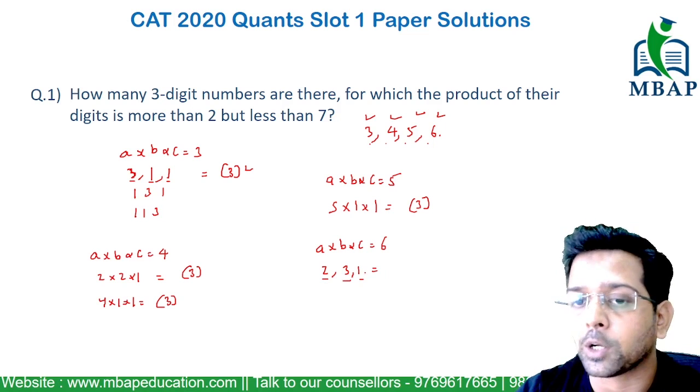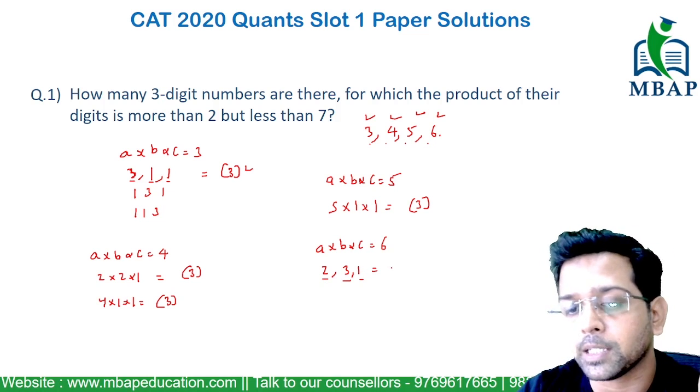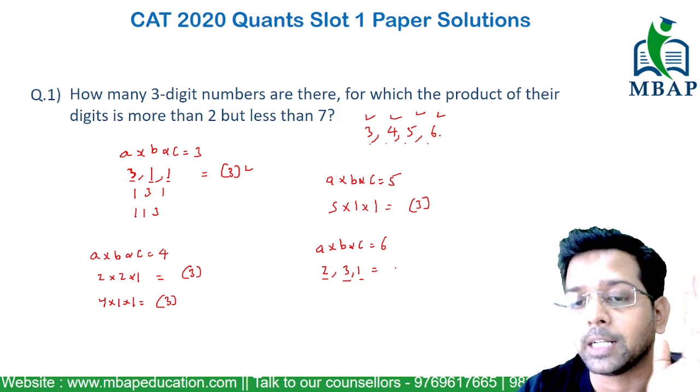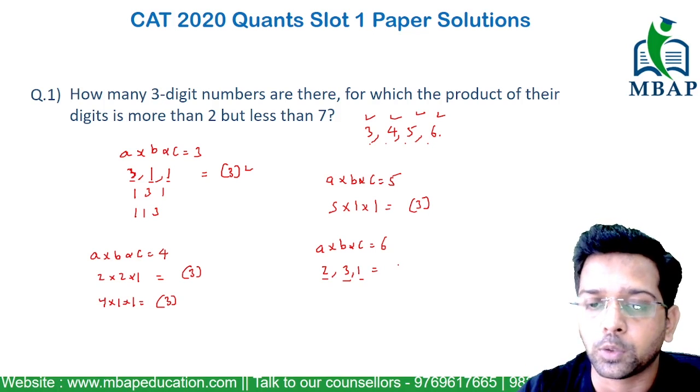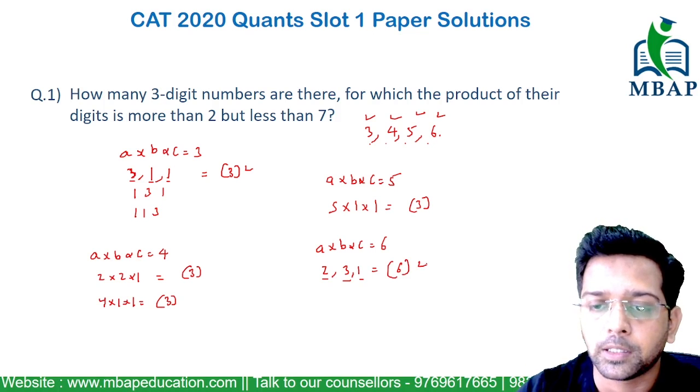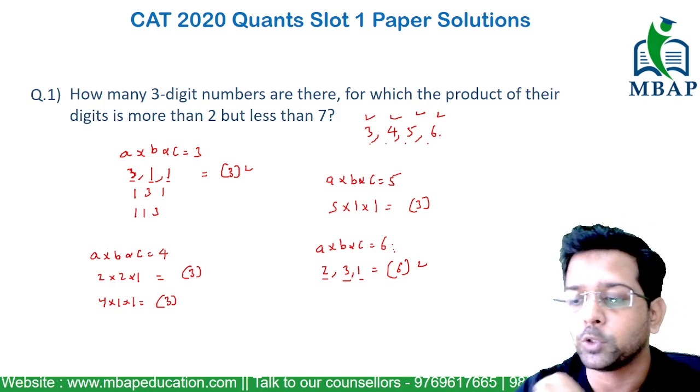In how many ways can you accommodate 2, 3, 1 in 3 different places? How many such numbers are possible? It's 3 factorial, 3 into 2 into 1. So there would be 6 possible solutions here. Is there any other way in which you can get 6?